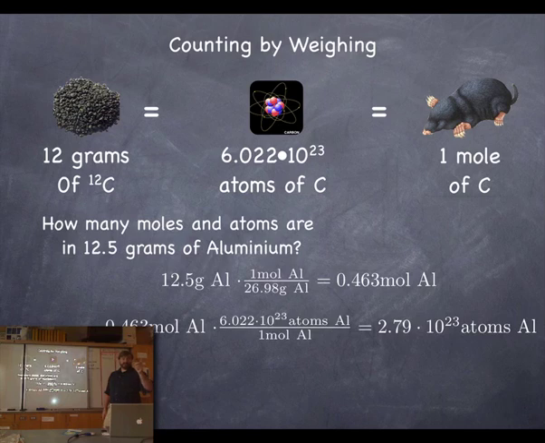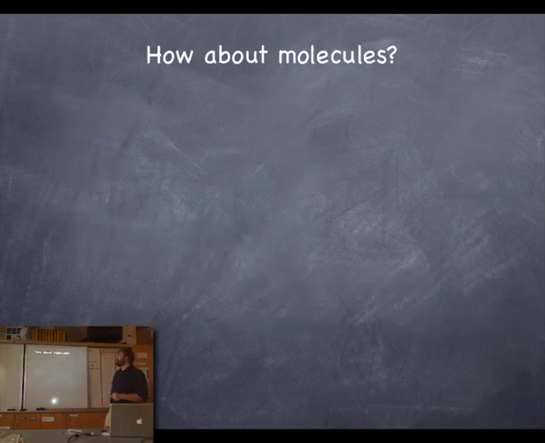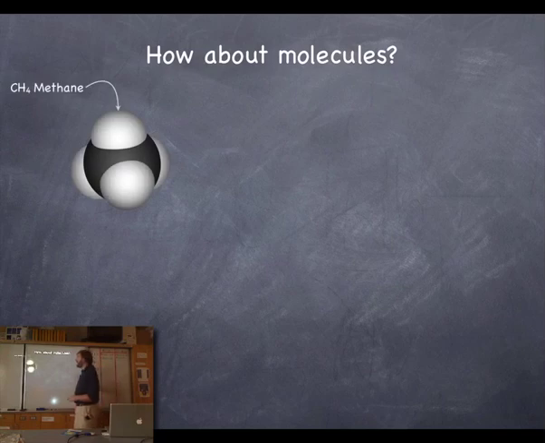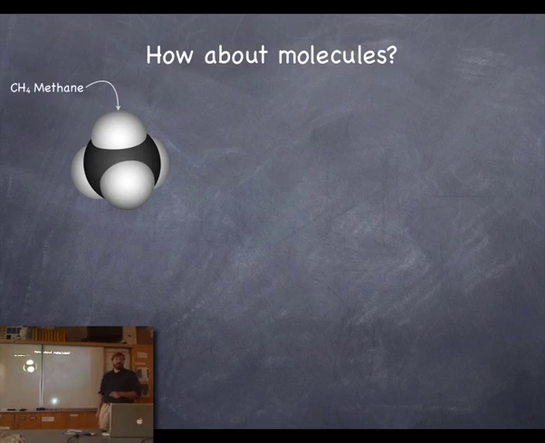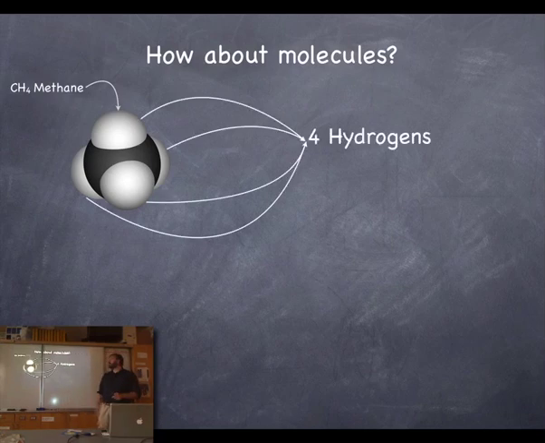But it's a good question, because so far we've only talked about atoms. How do we deal with molecules? What if, for instance, I have a methane molecule? How do I know what the conversion for a molecule is? We know that methane is comprised of 4 hydrogens and 1 carbon. How much do 4 hydrogens weigh? What's the atomic mass of 4 hydrogens?